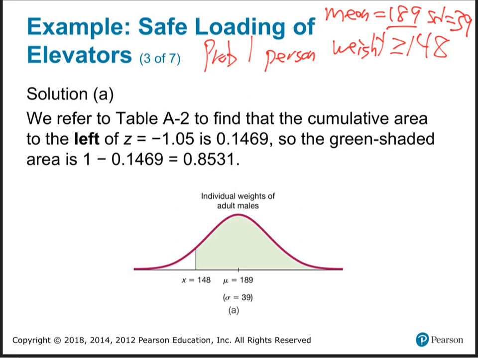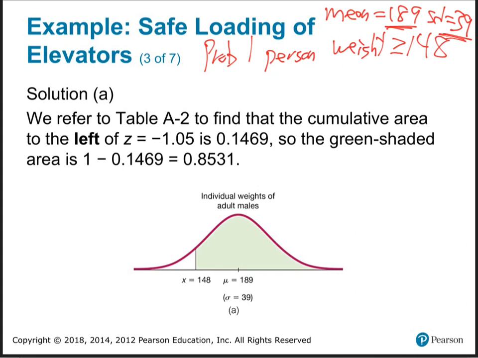Okay, we good there? You tracking with me? So this question you already know how to do, right? This would be what we did last time. They say the average weight for adult males is 189, standard deviation 39. What's the chance if you grab one adult male at random that their weight's going to be 148 or more? Can we figure that out?